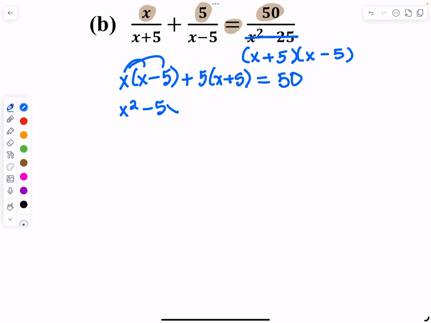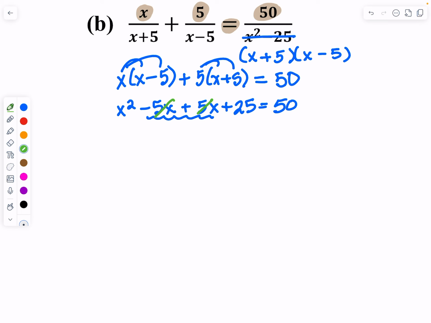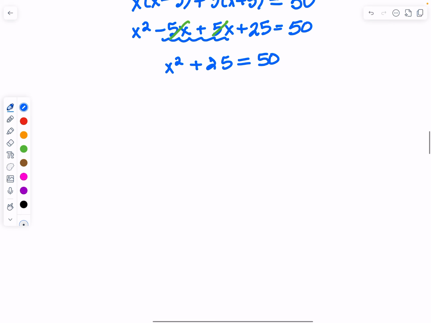So I'm going to distribute my x, get x squared minus 5x, and then distribute the 5 and get plus 5x plus 25 equals 50. Let's simplify. My x's, isn't that interesting? My x's in the middle just cancel out. So I'm going to just have x squared plus 25 equals 50. Okay, so from here, there's two ways of simplifying. All right, I'll show you one way.